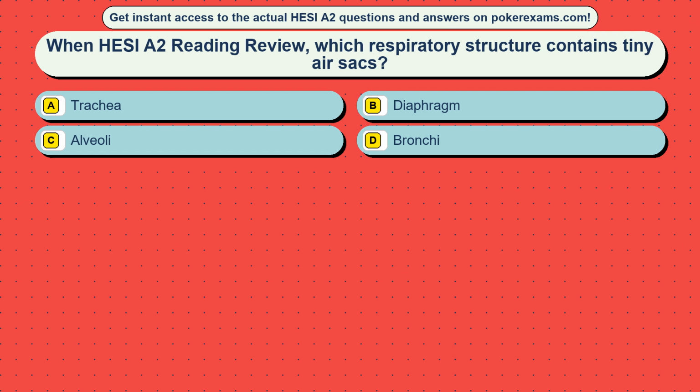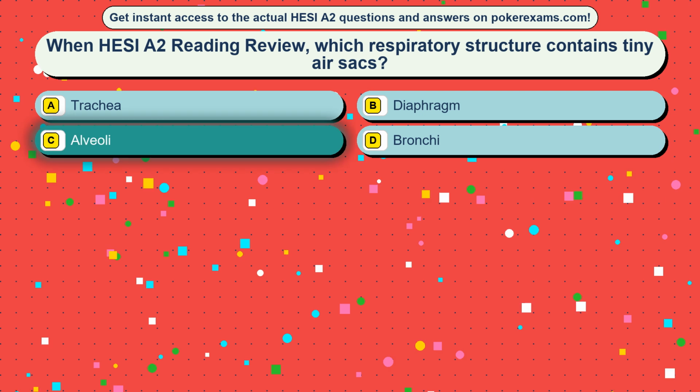Question 19. When HESI A2 reading review, which respiratory structure contains tiny sacs? Option A, trachea. Option B, diaphragm. Option C, alveoli. Option D, bronchi. The correct answer is option C, alveoli.